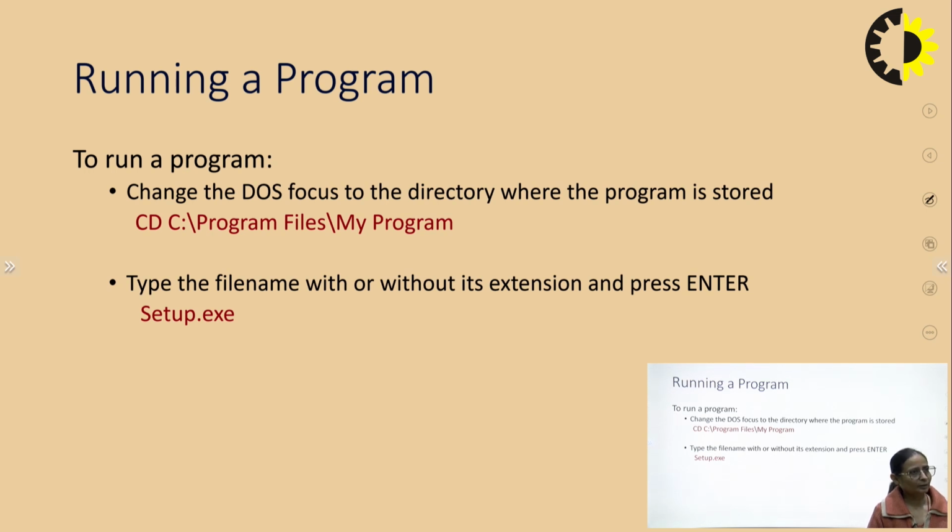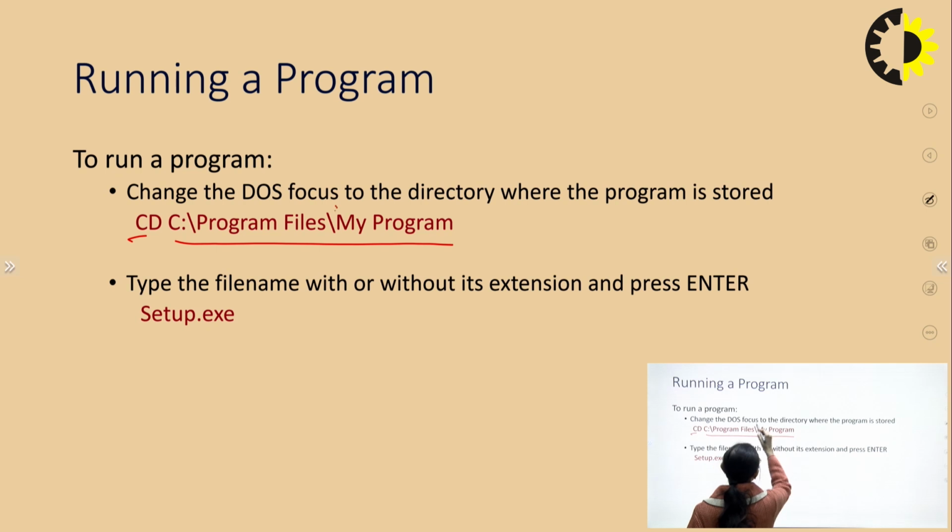How will we run a program? Change the DOS focus to the directory where the program is stored. This is important. If you want to run an application, then what will you do? First you will go to the path of that application. For instance, we are aware by default all the applications get installed under the folder My Program. Then you will use the command CD. You will move to this folder.